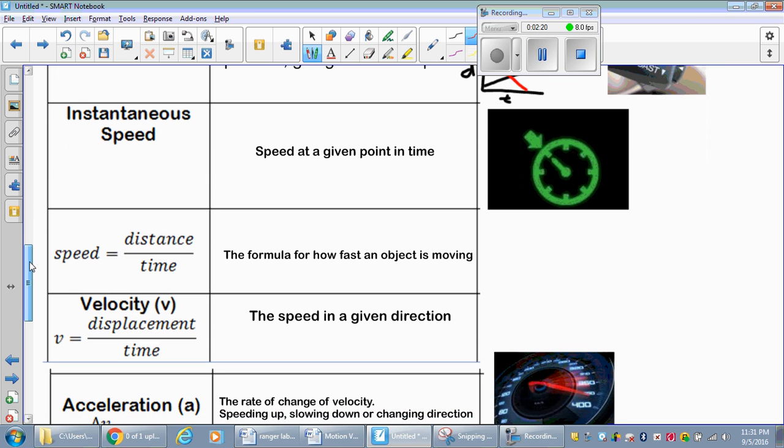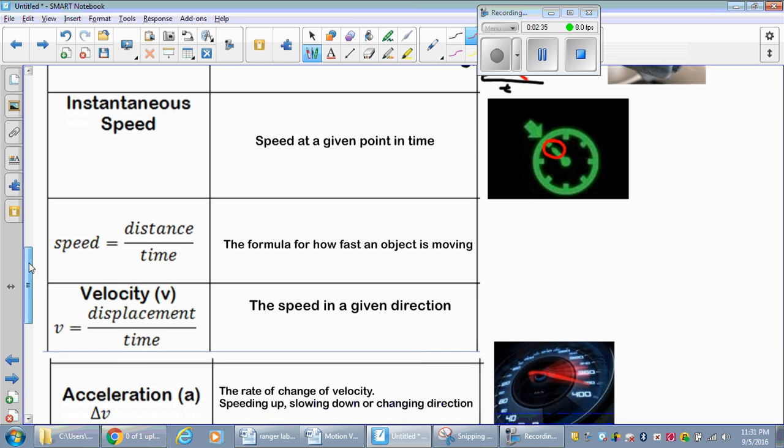Okay, instantaneous speed is the speed given at a snapshot, a certain point in time. So let's say this is your speedometer in your car. Bam! Take a snapshot right here. This would be your instantaneous speed at that instant.